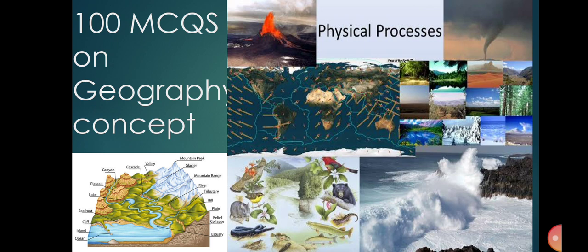Question number 100. Consider the following statement. Isotherms almost run parallel to the latitudes. In the northern hemisphere, the isotherms bend equatorward while crossing land masses and poleward while crossing oceans.